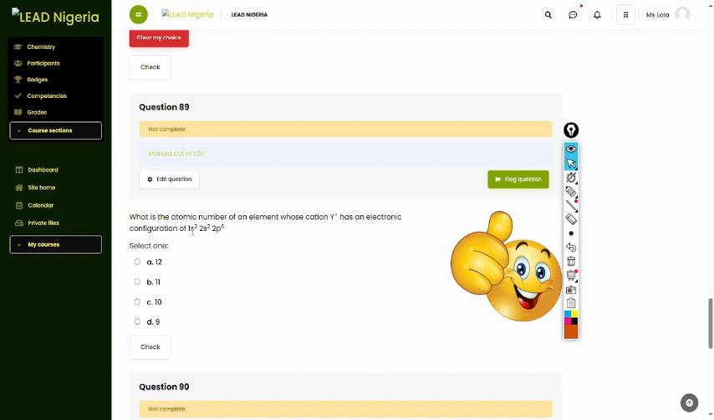So the electrons we have here are 2 plus 2, 4, plus 6, 10 for this ion. But seeing that it lost 1 electron, the actual atomic number would be 11. So 11 losing 1 makes it become 10. So the actual atomic number is 11 and not 10. Okay.